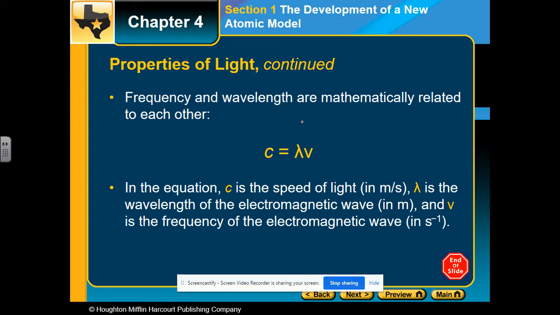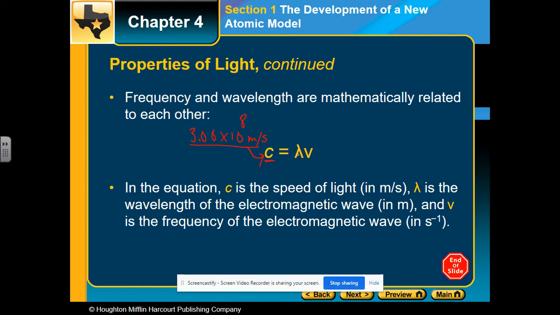Here is your equation, c equals lambda v. Now, c is the speed of light in meters per second, and the speed of light is 3.00 times 10 to the 8 meters per second. So this is going to be a constant. Anytime you have c in this formula, you're going to plug in this number for c every time. These are going to be your unknowns. You're going to be given one, and you're going to have to solve for one.